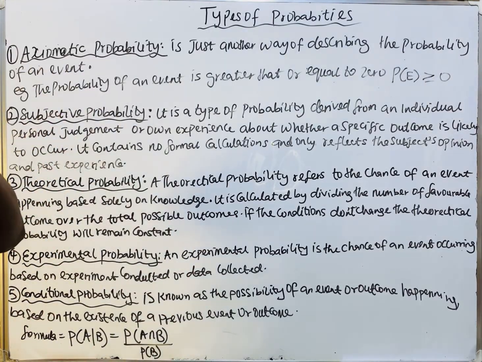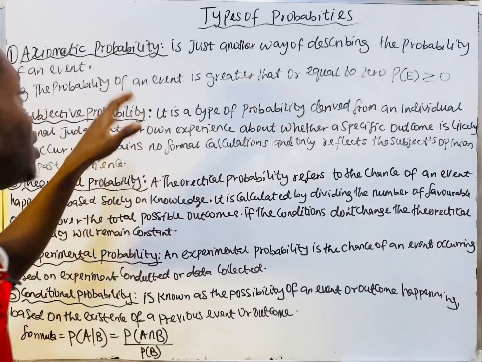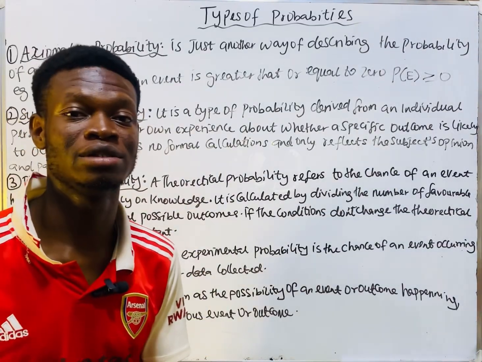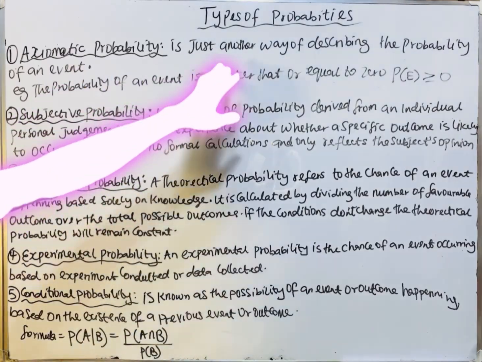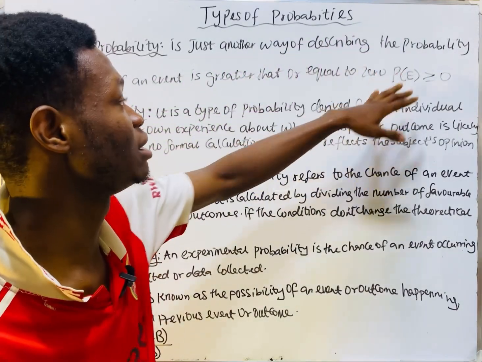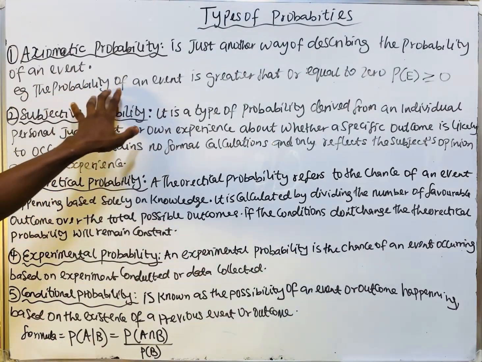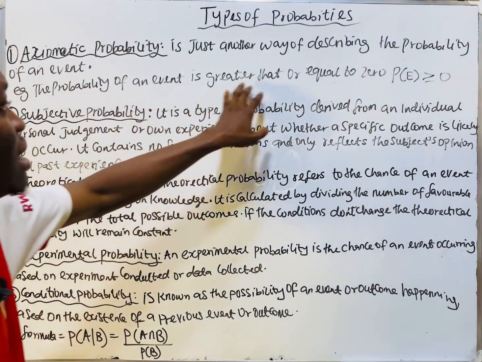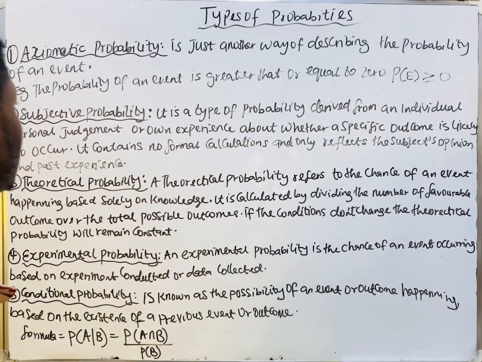The first one is axiomatic probability. This axiomatic probability is just another way of describing the probability of an event. For example, the probability of an event is greater than or equal to zero, denoted like this. Understand? Knowing fully well that we have three assumptions of probability.